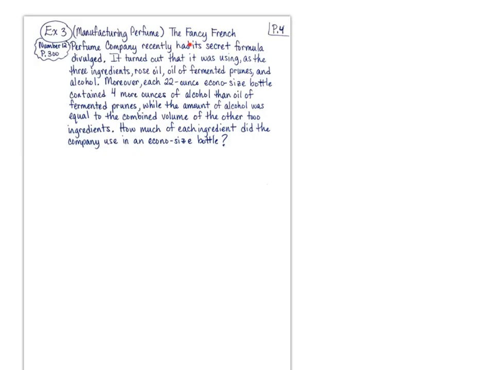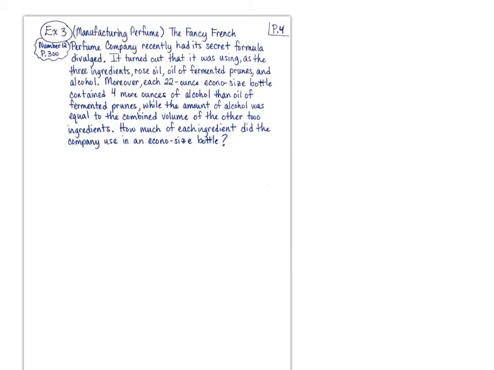Okay, so the fancy French perfume company recently had its secret formula divulged. It turned out that it was using as the 3 ingredients rose oil, oil of fermented prunes, that doesn't sound like it's pleasant smelling, and alcohol. Moreover, each 22-ounce econo-sized bottle contained 4 more ounces of alcohol than oil of fermented prunes, while the amount of alcohol was equal to the combined volume of the other 2 ingredients. How much of each ingredient did the company use in an econo-sized bottle?